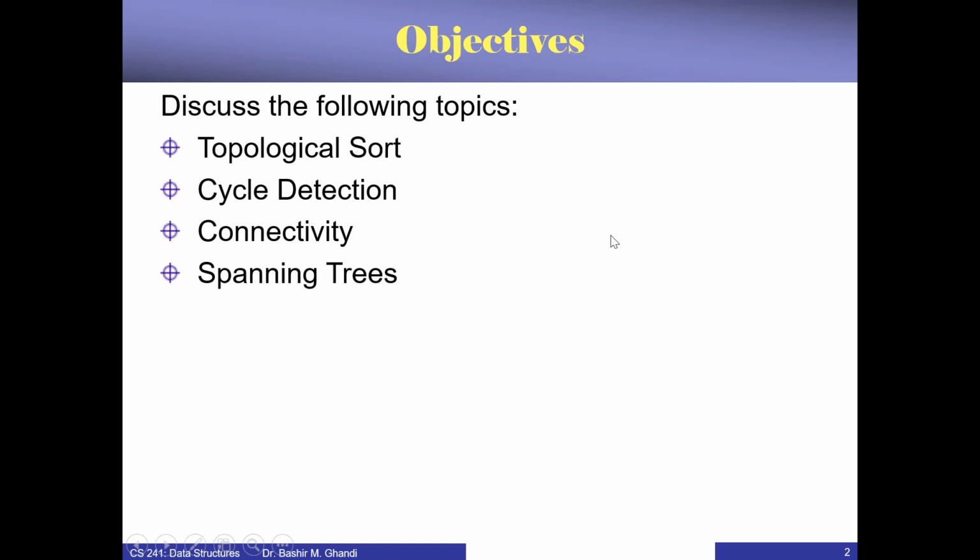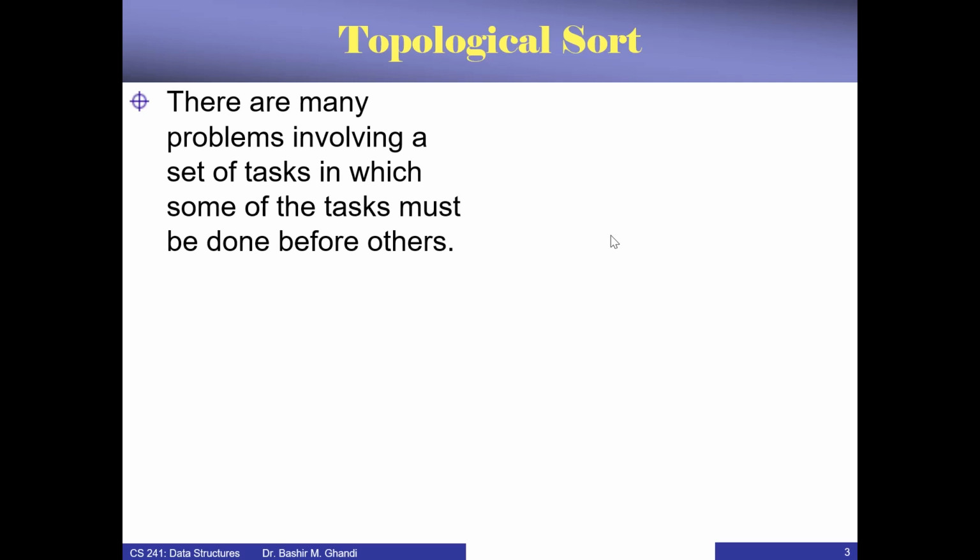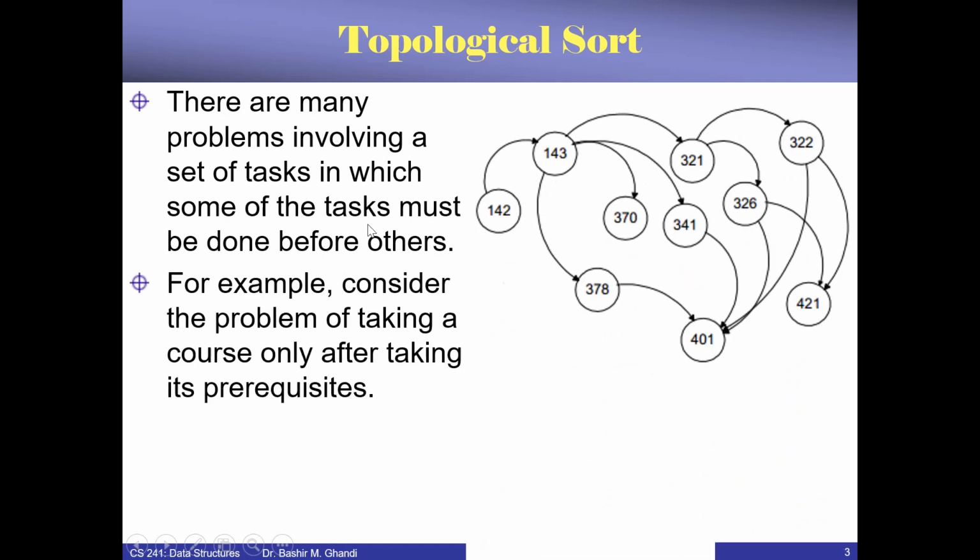Now let's take the first one, topological sort. What does this strange sounding word mean? Okay, it says here there are many problems involving a set of tasks in which some of the tasks must be done before the others. A good example here relates more to you as students. Say, for example, consider the problem of taking a course only after taking its prerequisites.